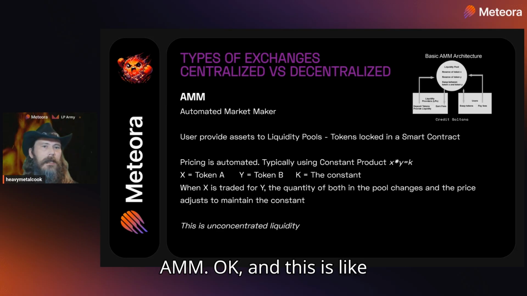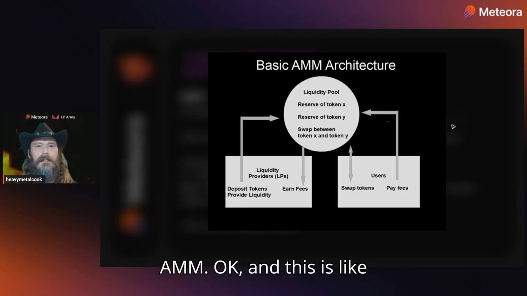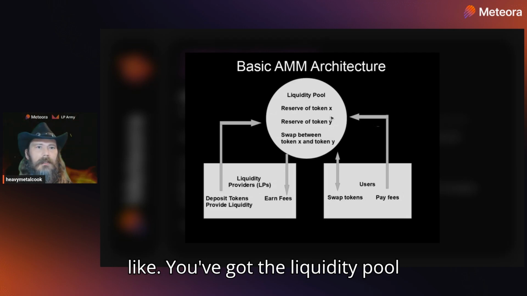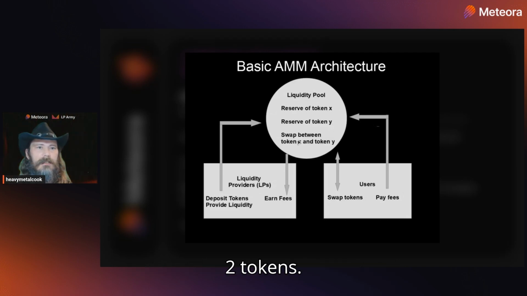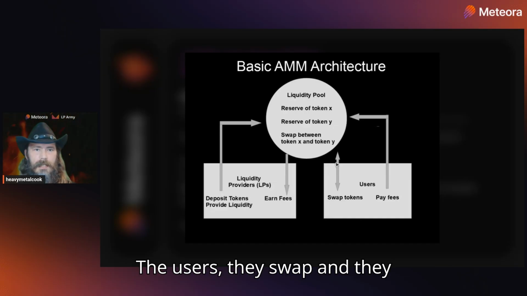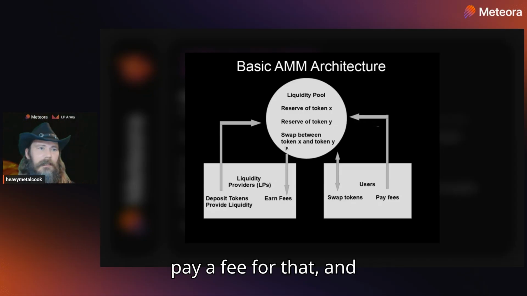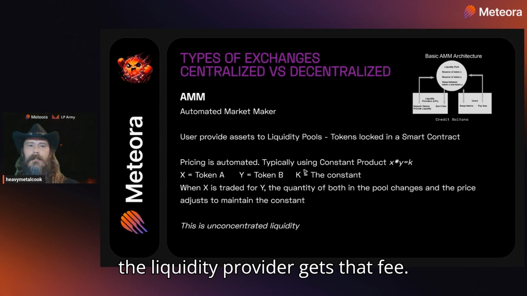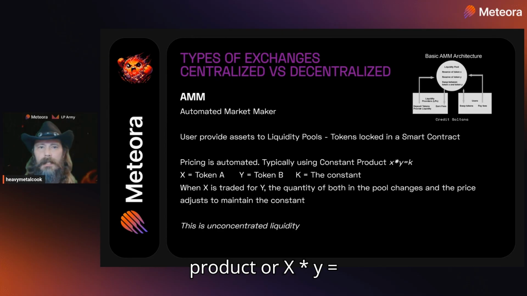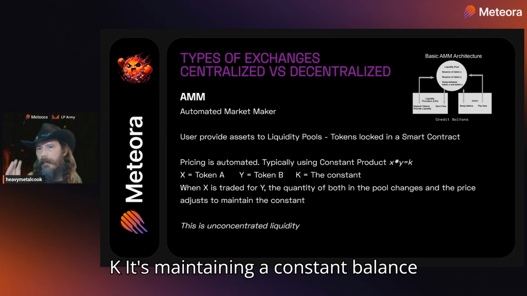Okay. And this is like a drawing of what that looks like. You've got the liquidity pool, 2 tokens. Liquidity providers provide those tokens. The users swap and they pay a fee for that, and the liquidity provider gets that fee. It's using something called the constant product, or X times Y equals K. It's maintaining a constant balance of these.